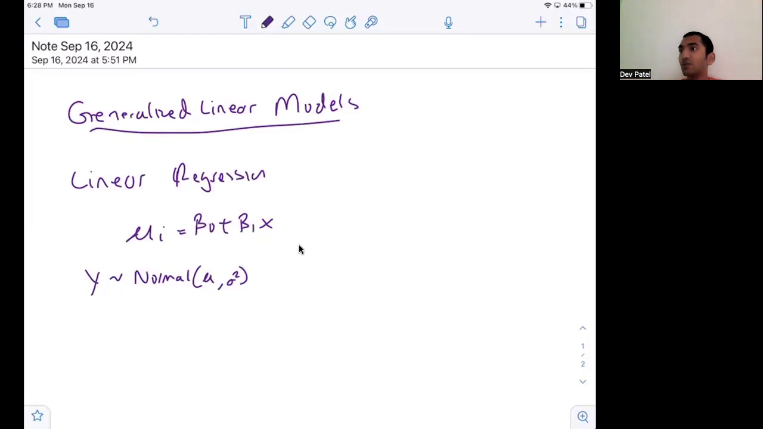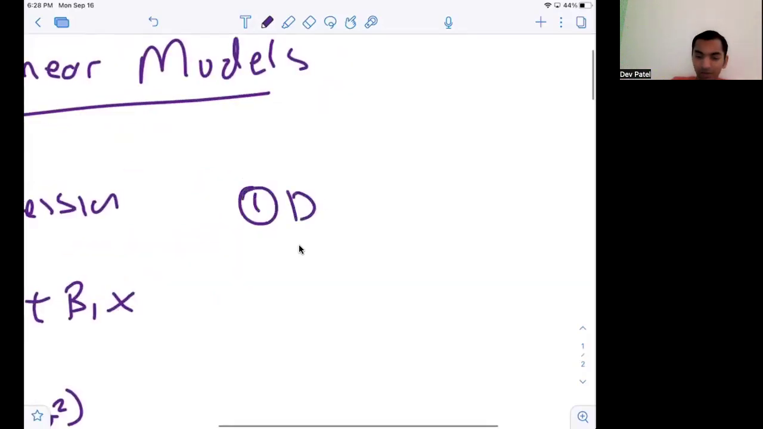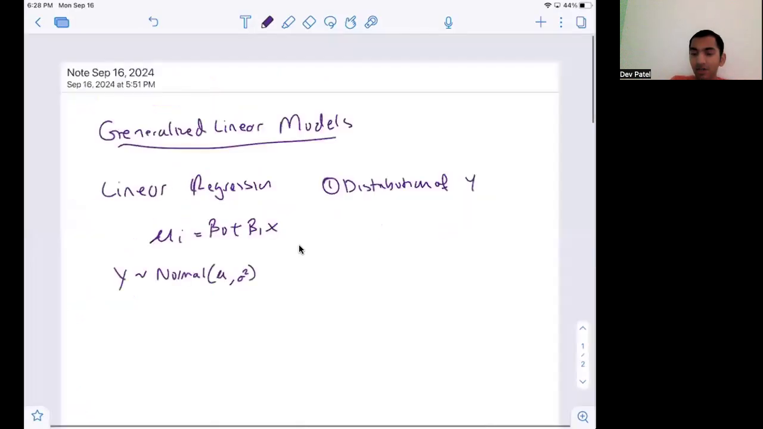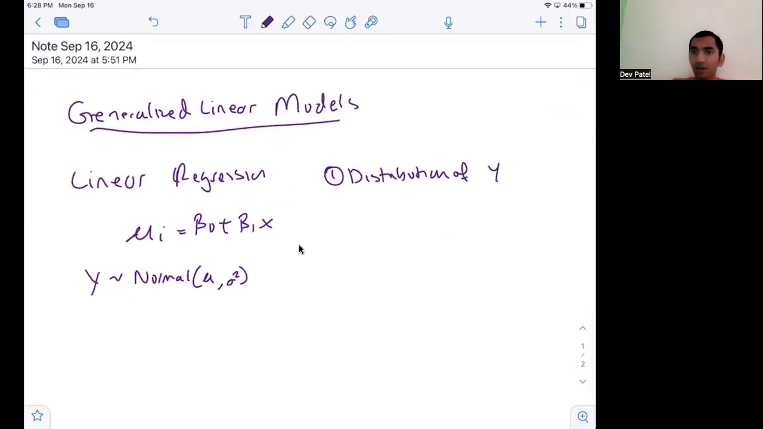So let's go into what this actually means. First, there are three different components to a generalized linear model. First, there is the distribution of the y. In the case of linear regression, it's normal. In the case of Poisson regression, it follows a Poisson distribution. We'll go into what logistic regression is, and that follows a Bernoulli distribution. It's also gamma, and we'll go through the common distributions, specifically for Exam PA. So first is the distribution of y.